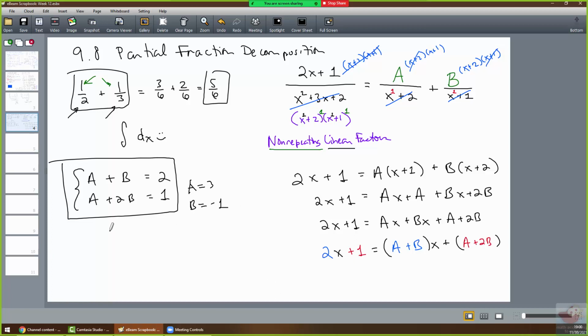So to finish this off, we would have 3 over x plus 2 plus -1 over x plus 1. The reason is that originally we put A over x plus 2 and B over x plus 1.